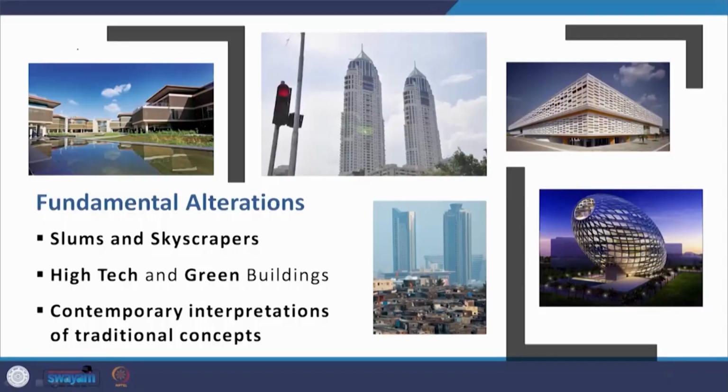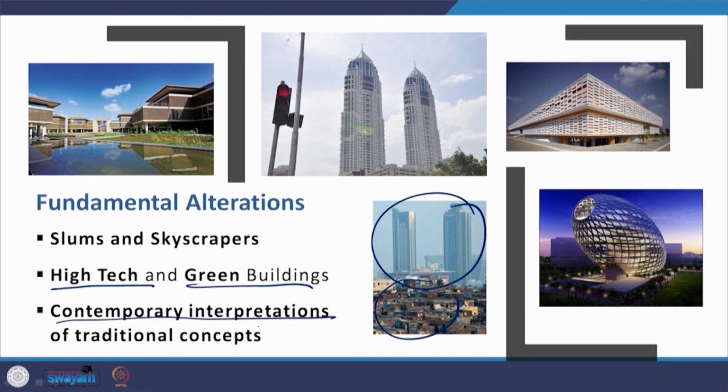Now there are fundamental alterations that we will be looking at. There are these ironies in India. There is the slum on one side and the skyscraper on the other. The rich and the poor living in close proximity to each other. Then there is the coming in of the high tech and the green buildings. There is contemporary interpretations of traditional concepts, as I just talked about a little while back. We will be looking at all these factors that are in this cauldron of what is called as modern Indian architecture.